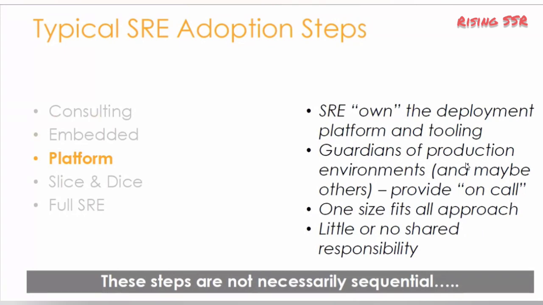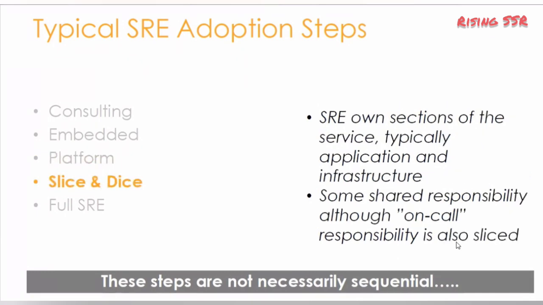They may seek to share the responsibility, but only up to a certain level, maybe the platform components, and usually they do not overlap. They do not develop enough knowledge of the service to move to a full shared responsibility model. So the responsibility model is still partially shared, not fully shared. That is the evolution from embedded to platform. And from platform, the next level is called slice and dice.